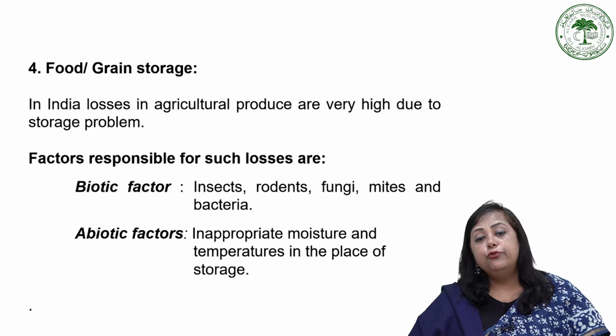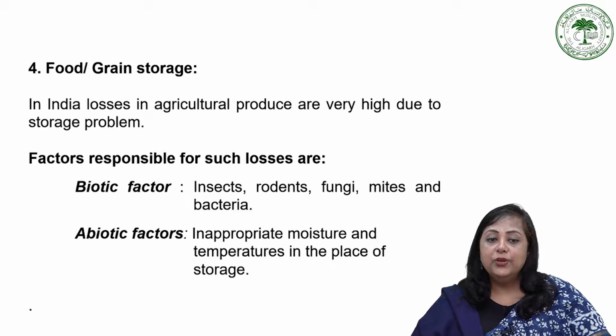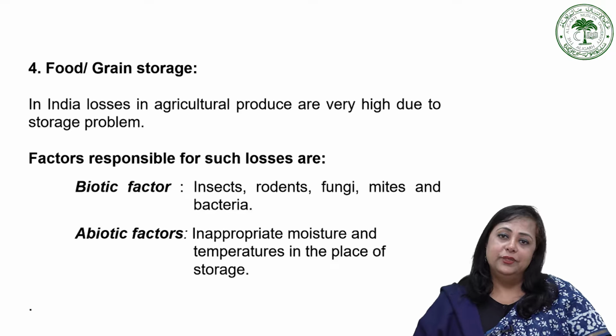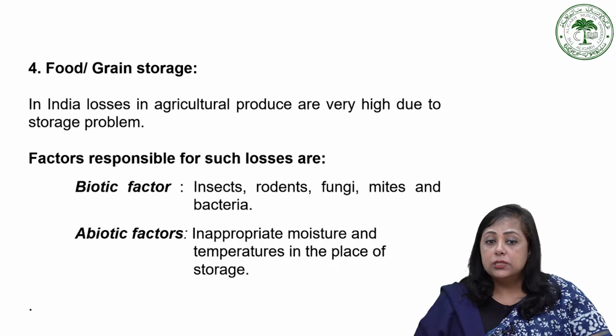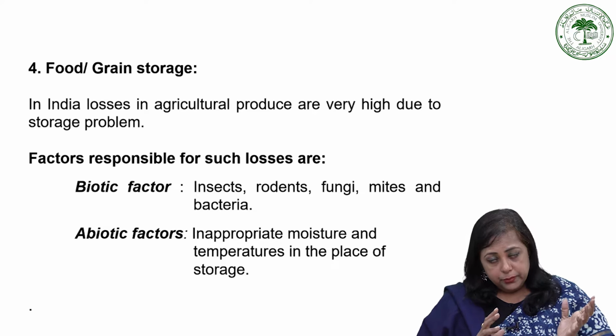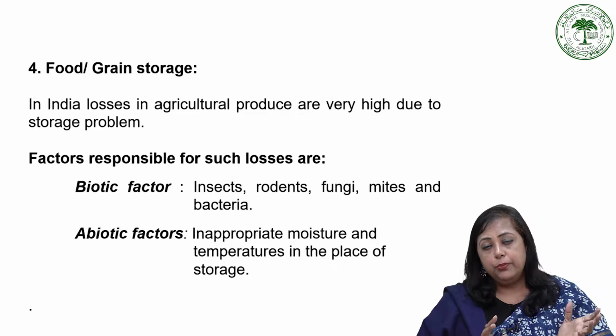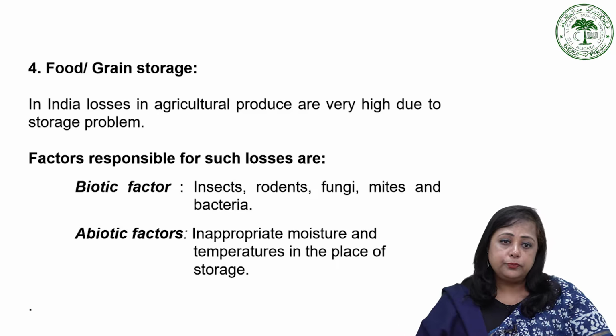The next is food grain storage. In India, losses in agriculture products are very high due to storage problems. We do not have proper storage in India. Carrying the grains or plant products to the storage is also another issue.